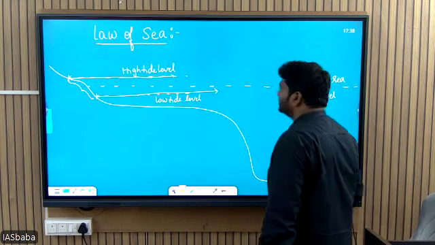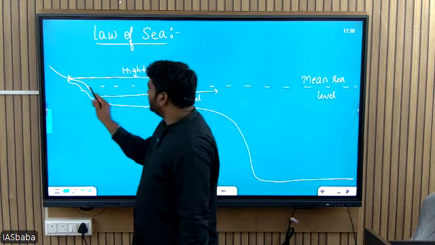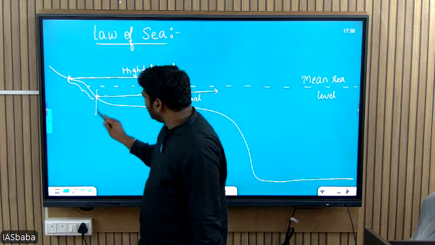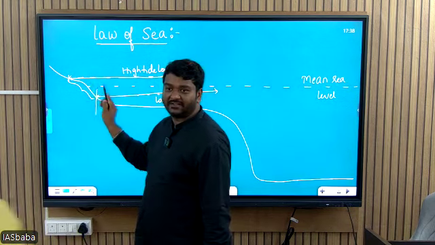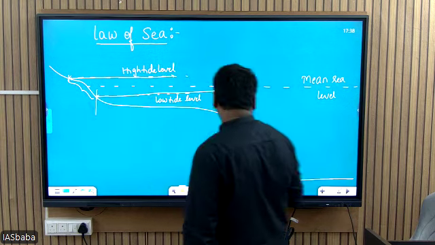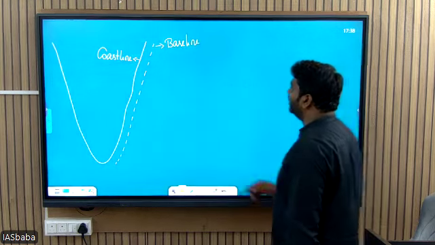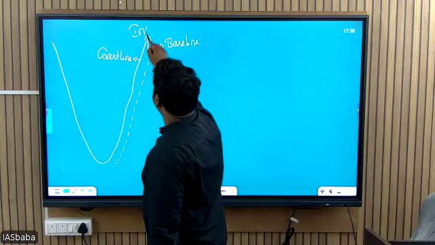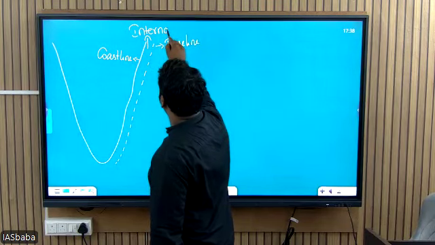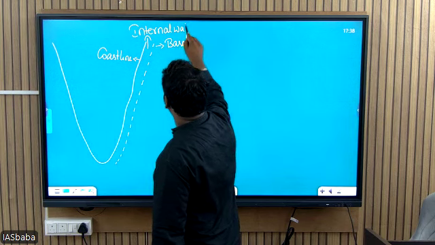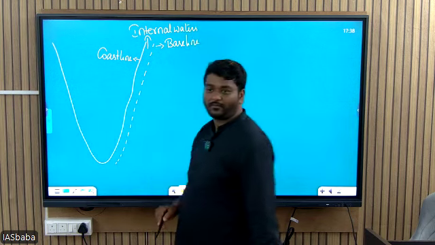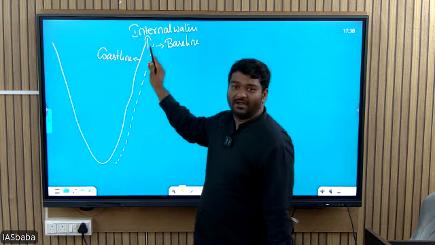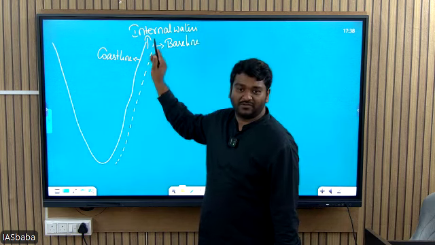Now, in case you have any water in this particular part, if I take this as the baseline, there is some water beside this as well. So that will be normally called as internal waters. Fine. This is your baseline. This is coastline. This is internal waters of yours.